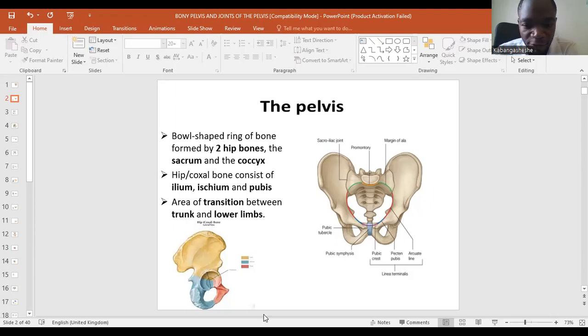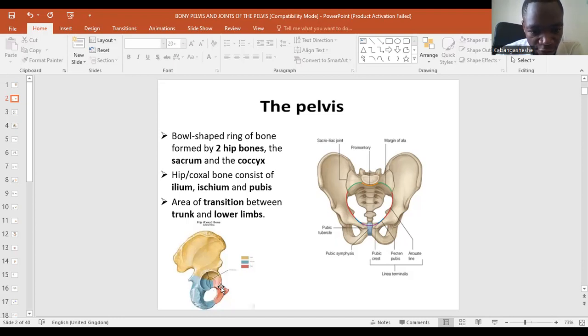In addition, the pubic bone has two rami, superior ramus and inferior ramus. So it makes a C-shaped structure like this. The superior ramus of the pubic bone is continuous with the superior ramus of the ischium. This is the ischium or the ischial bone. The inferior ramus of the pubic bone is continuous with the inferior ramus of the ischium. So that is the ischium and its rami.